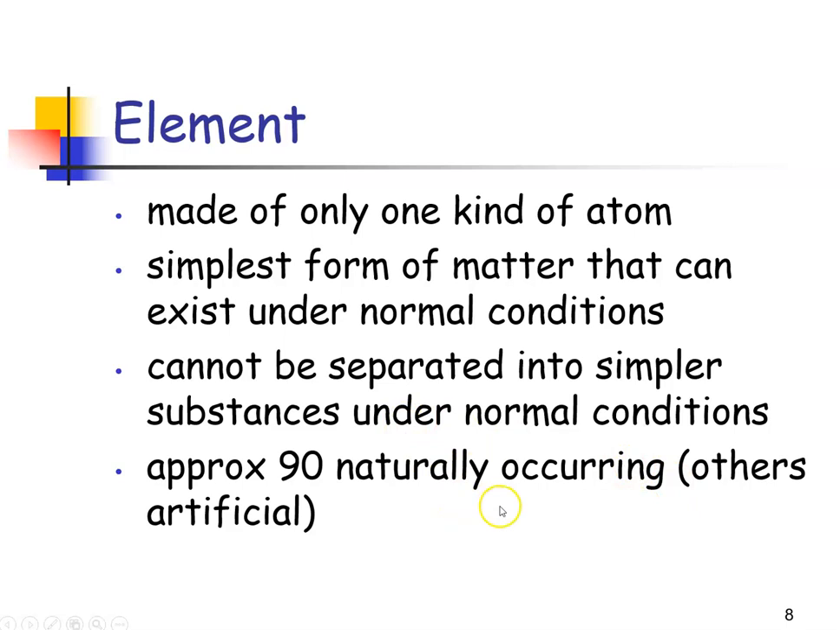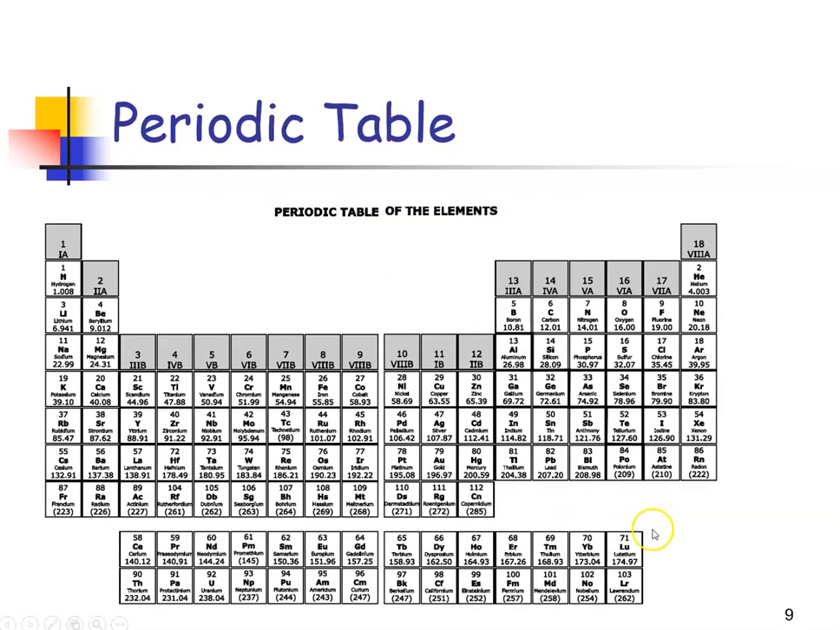Now there are some elements that exist as molecules, like O2 and N2 or S8, but they're still elements because they still only have one kind of atom in them, even if they have multiples of that atom in their molecules. Here's the periodic table. There's your list of all the elements.